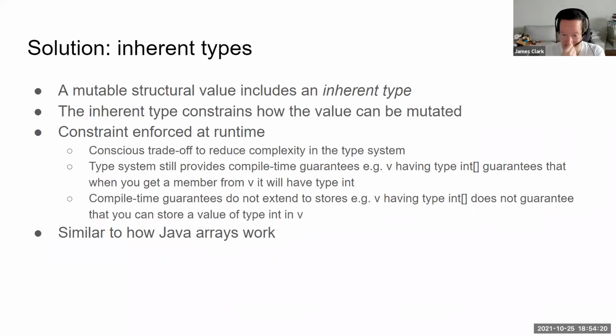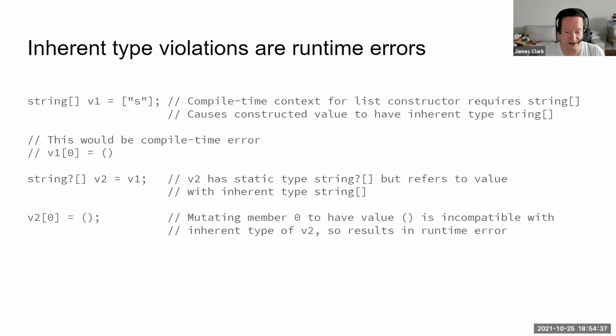But we do provide an absolutely cast iron guarantee that reads will work. This is not dissimilar to how Java arrays work. If you do a similar thing in Java, you will get an array store exception, I think. Applying this to our example, when we construct a list, the type context tells us we are expecting an array of strings. So we construct this list with an inherent type of array of string. That's part of the runtime value. It has a type saying, this is an array of strings.